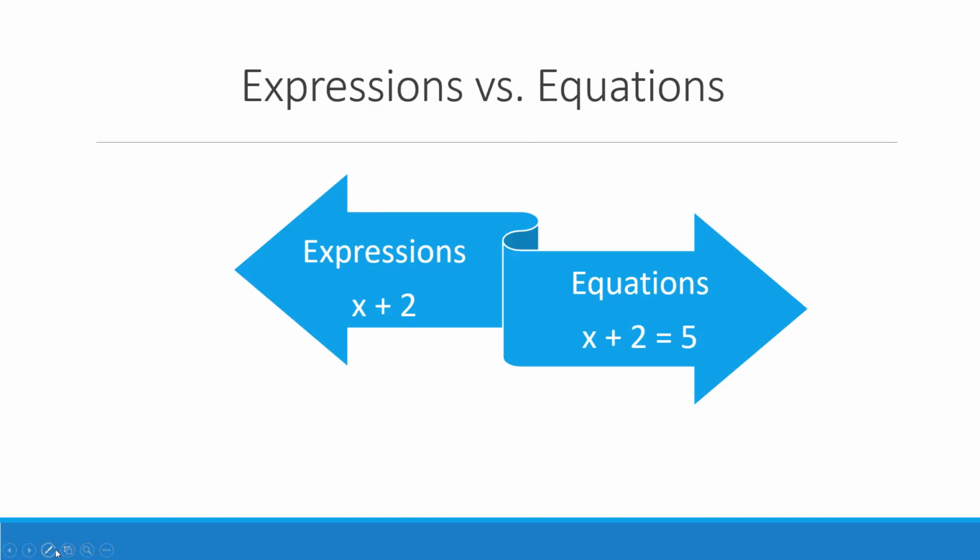So the first thing we need to do is define the difference between an equation and an expression. You can see over there on the left-hand side, expressions do not have an equal sign. So saying something like x plus 2 is an expression. An equation has an equal sign. So saying x plus 2 equals 5. Equations we can actually solve and get an answer, whereas expressions we cannot.